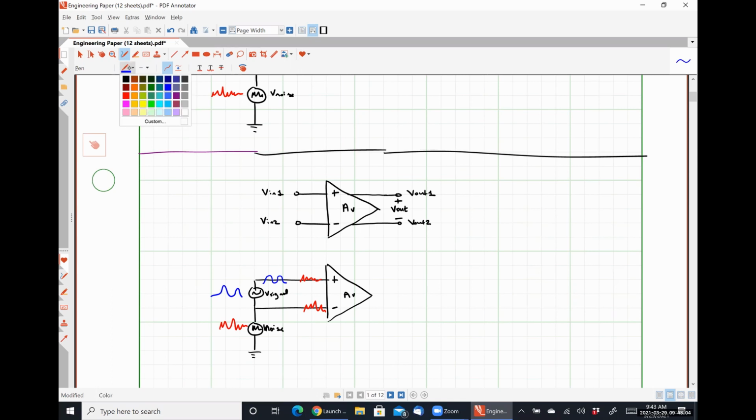And what I get at my output is the difference, which looks like simply a scaled version of my output signal without any noise. So we are amplifying the noise for sure, but we're also subtracting out that exact same amplified noise as well, leaving us with a relatively undistorted output signal.